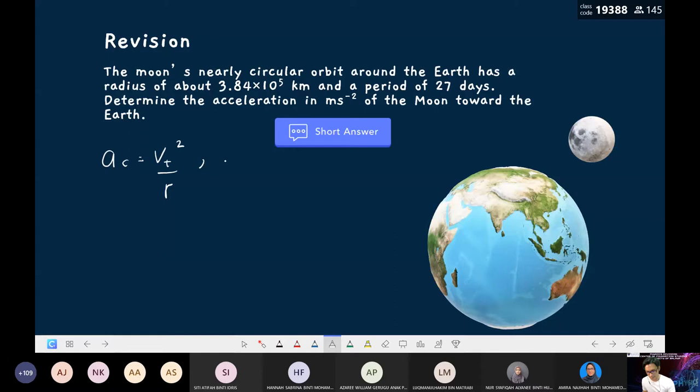Okay, question: the moon's nearly circular orbit around the earth has a radius of about 3.8 times 10 to the power of 5 kilometer and a period of 27 days. So determine the centripetal acceleration of the moon towards the earth. Okay, you can start calculating.